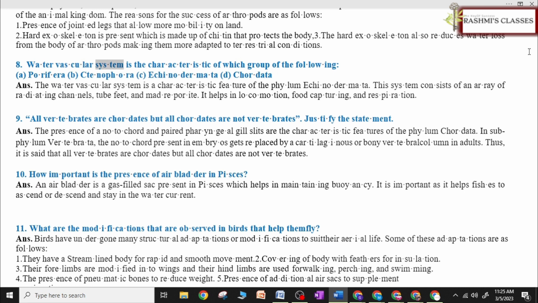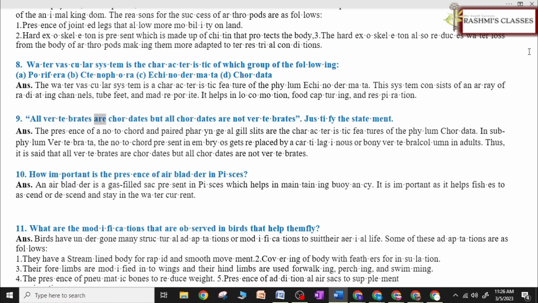Water vascular system is the characteristic of which group of the following? A. Porifera, B. Ctenophora, C. Echinodermata, D. Chordata. ANS. The water vascular system is a characteristic feature of the phylum Echinodermata. This system consists of an array of radiating channels, tube feet, and madreporite. It helps in locomotion, food capturing, and respiration.